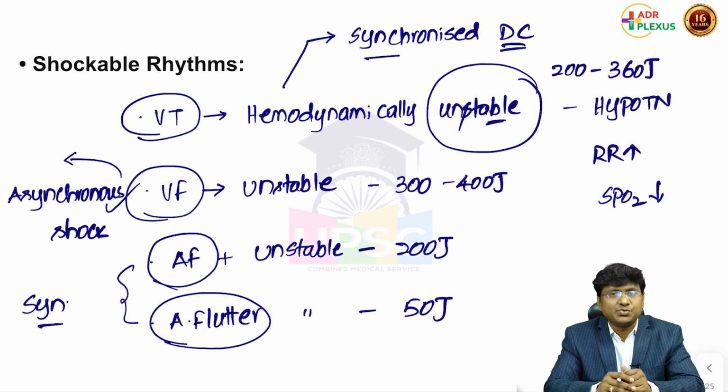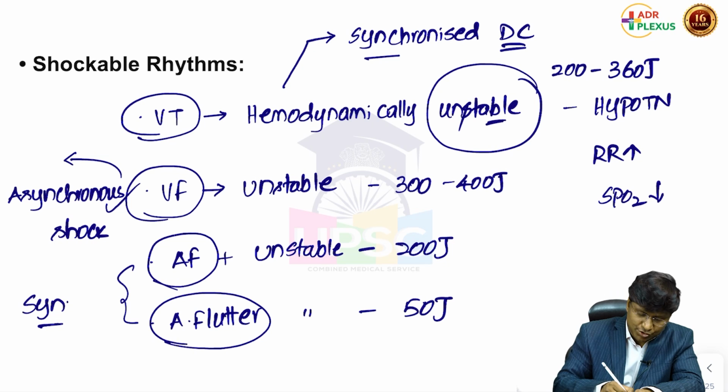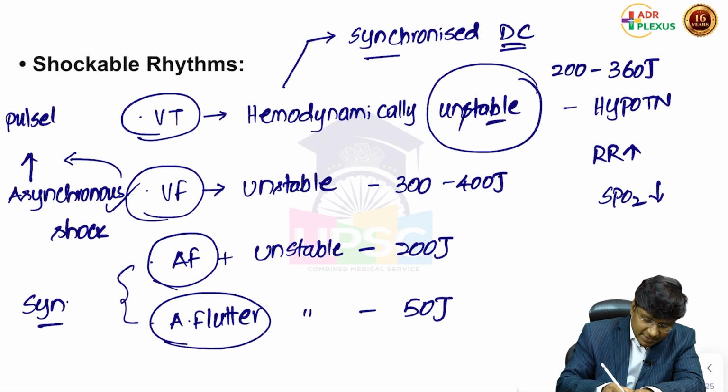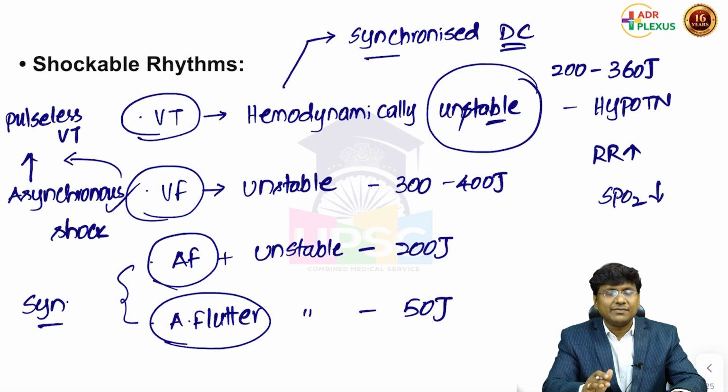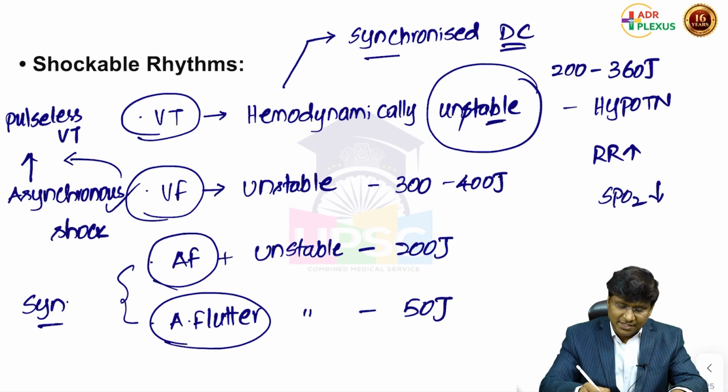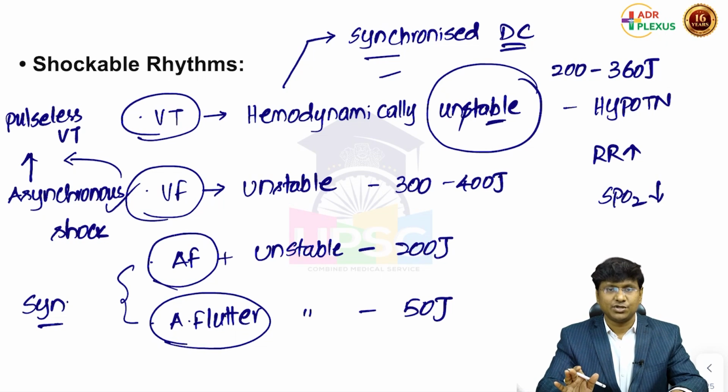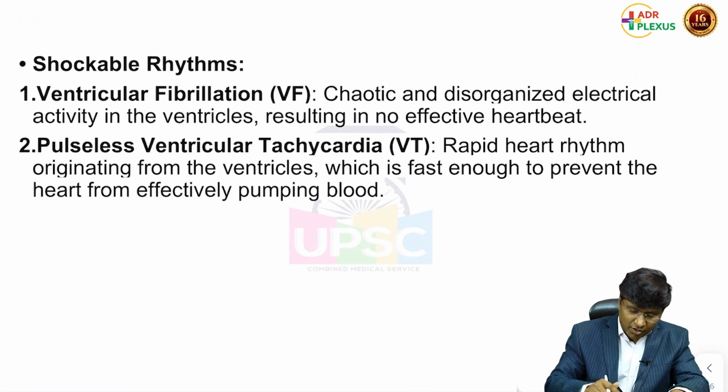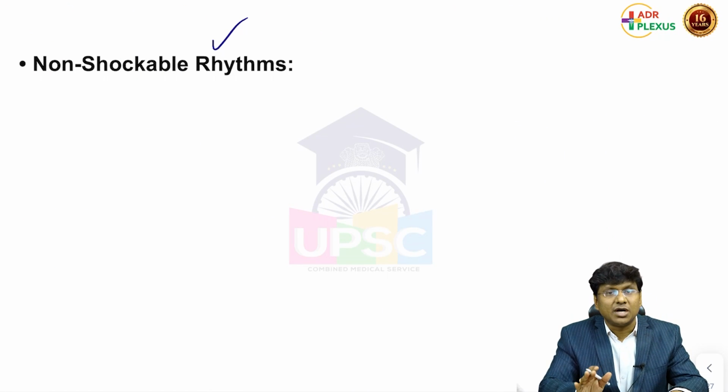And one more condition where we give the asynchronous shock is in case of pulseless VT. In pulseless VT also we give the asynchronous shock. Otherwise, in VT with pulse, where the patient is hemodynamically unstable, we give the synchronized DC shock. And what are the examples of the non-shockable rhythms?